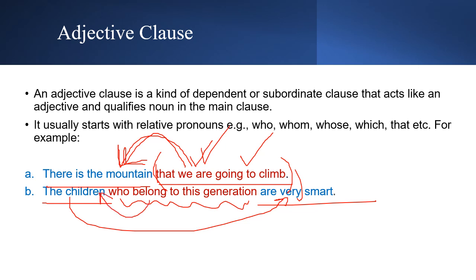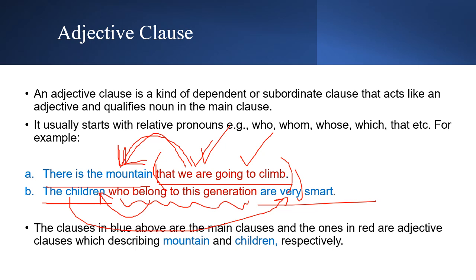Now, this whole thing is basically telling us more about children, and children is a noun. Okay? So this thing is acting like an adjective. That's why this is an adjective clause. Clauses in blue above are the main clauses, and the ones in red are adjective clauses, which are describing mountain and children respectively. Both of them are nouns. Any word, any phrase, any sentence that describes a noun would be an adjective, whether a word or a phrase or a clause.